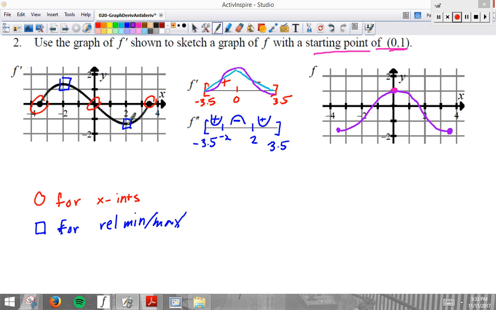F prime is increasing again from 2 to 3.5. Since F prime is increasing, the slope of F prime is positive. F double prime is positive. Concave up. This is one possible answer.